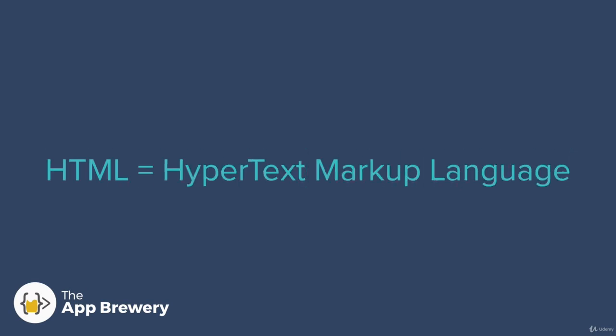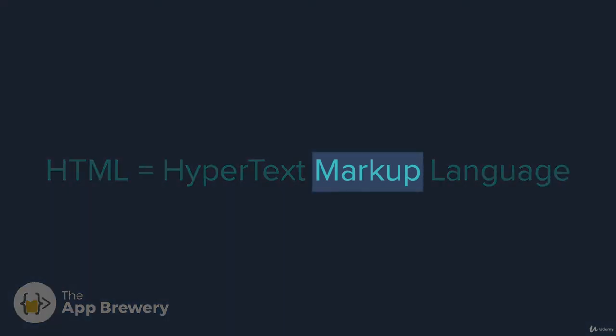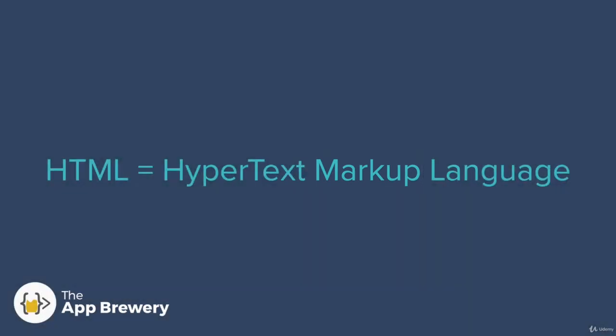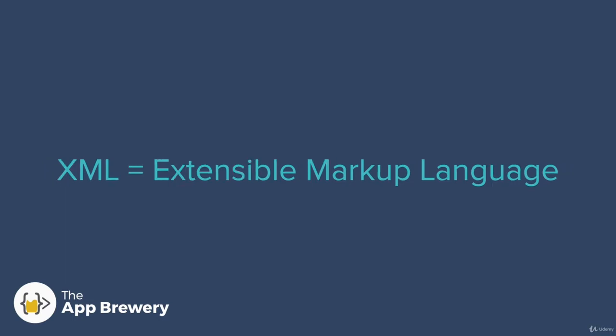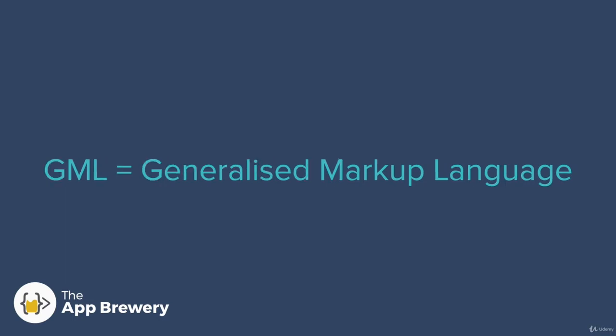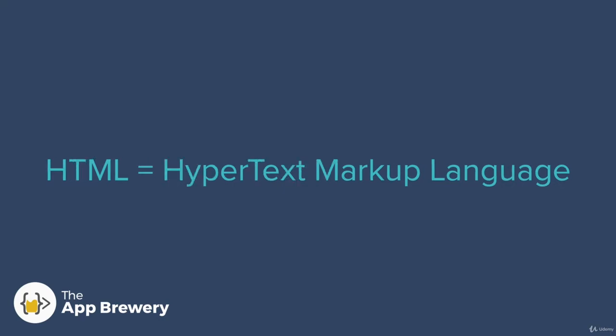So HTML stands for Hypertext Markup Language. And the really important part here is the word markup, because there's many markup languages. For example, you might have heard of things such as XML, Extensible Markup Language, or GML, Generalized Markup Language. And all of these languages share a common history.